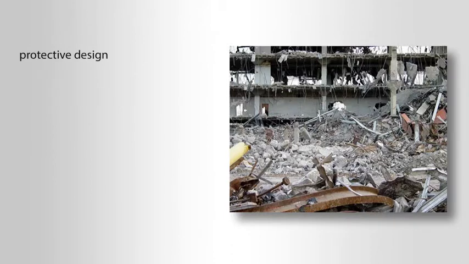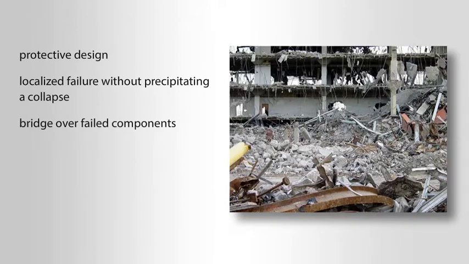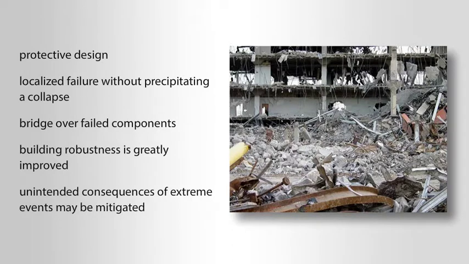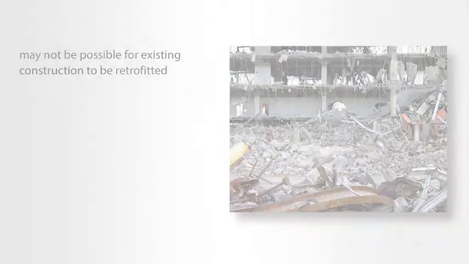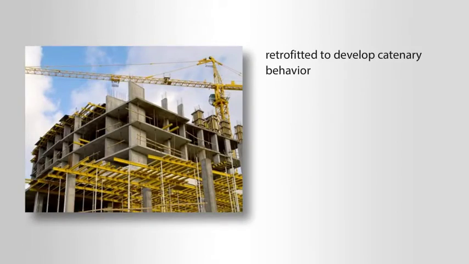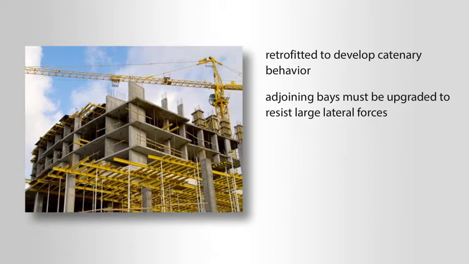Protective design further requires the system to accept localized failure without precipitating a collapse of a greater extent of the structure. By allowing the building to bridge over failed components, building robustness is greatly improved, and the unintended consequences of extreme events may be mitigated. However, it may not be possible for existing construction to be retrofitted to limit the extent of collapse to one floor on either side of a failed column. If the members are retrofitted to develop catenary behavior, the adjoining bays must be upgraded to resist the large lateral forces associated with this mode of response. This may require more extensive retrofit than is either feasible or desirable.